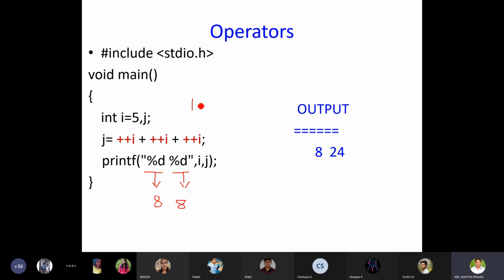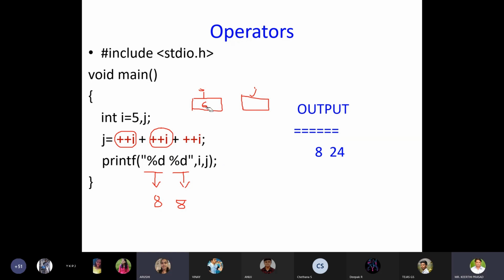See here. We have two variables. One is I, another one is J. What is the initial value of I? 5, right? Yes, sir. What happens when this statement is executed? Plus I. I value is incremented. So it becomes 6. Okay, fine, 6. Next, what happens when this is executed?